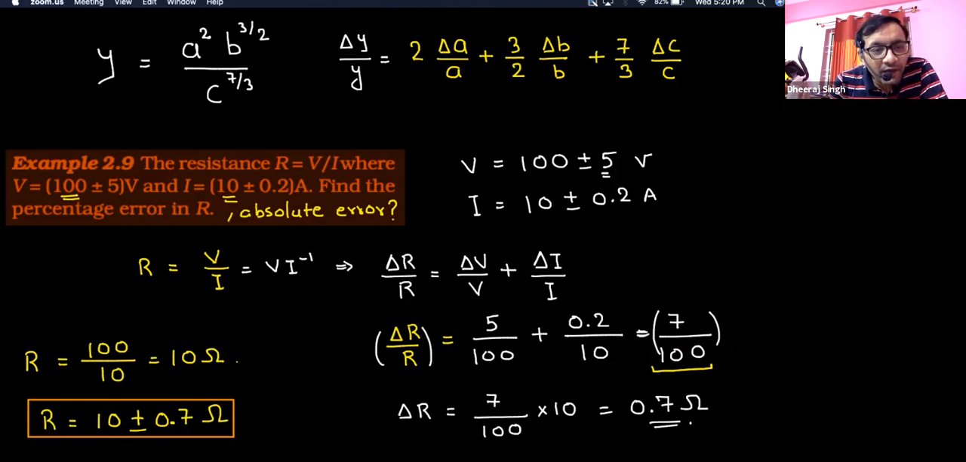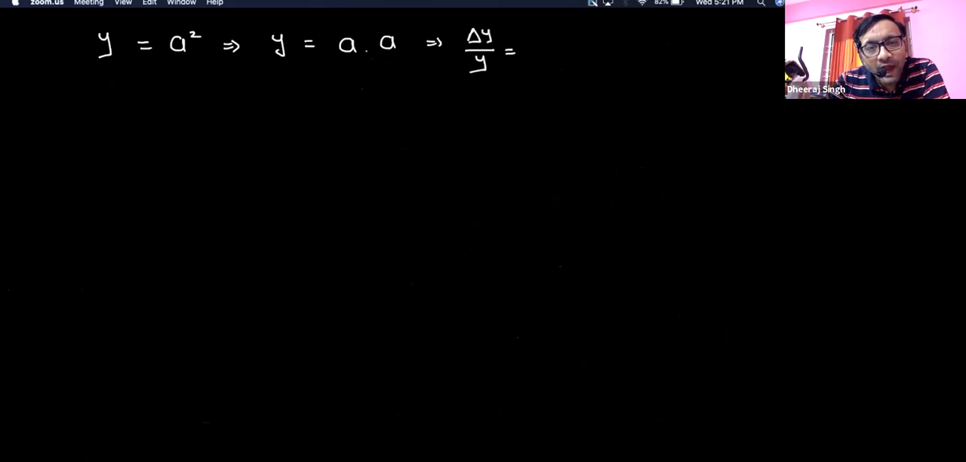Sir, can you repeat why error of a square is 2 delta a by a? Of course, here it is. So y is equal to a square. Suppose I have to find the error. I can say that y is equal to a into a. From here, delta y by y should be actually equal to delta A by A plus another delta A by A. So which is what? 2 delta A by A. Right? We have learned about how to take care of the error when it is multiplied. So that's why.